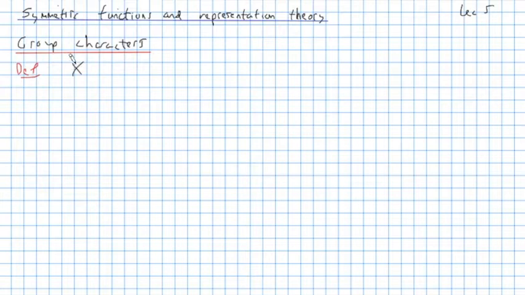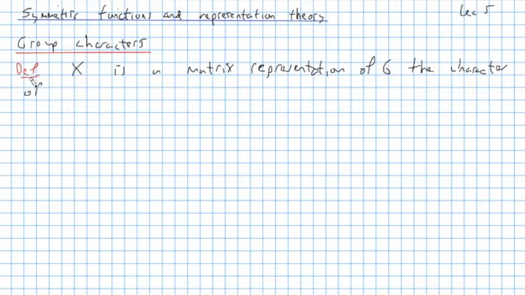So let's start with matrix representations. So if X is a matrix representation of G, then the character of X_g for g in the group is defined as follows. It's denoted by the Greek letter chi, and it's the trace of the matrix X_g. Okay, so that's our first definition.